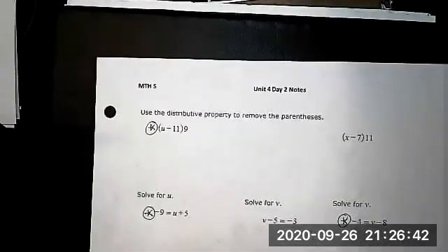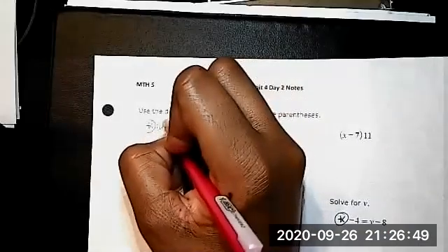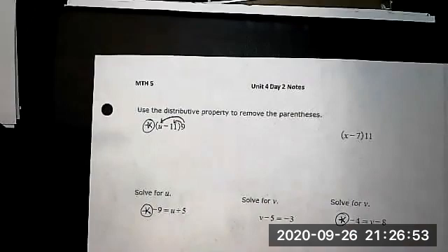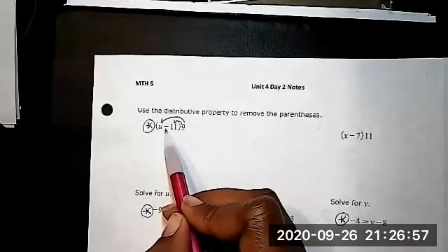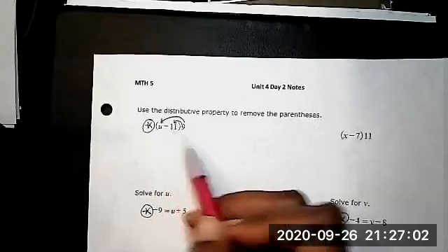Here, same distributive property thought process, except you're going this way. We're multiplying 9 times u and then 9 times negative 11. When you see that minus in between, a lot of times you want to say subtraction, yes, but it means the second number is negative.